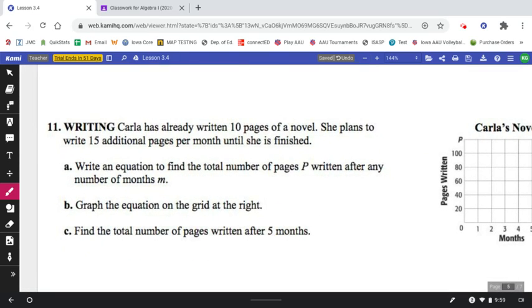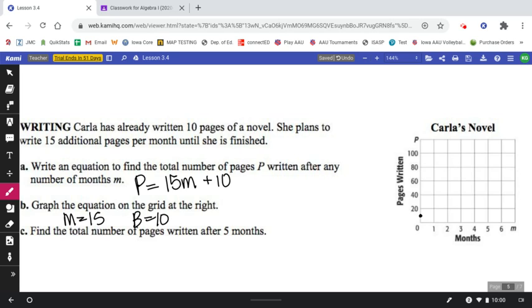Carla has already written 10 pages of a novel. She plans to write an additional 15 pages per month until she is finished. Write an equation to find the total number of pages P written after any number of months. So she's doing 15 pages per month, plus she already has 10. Graph the equation on the grid at the right. So my slope is 15 and my intercept is 10.